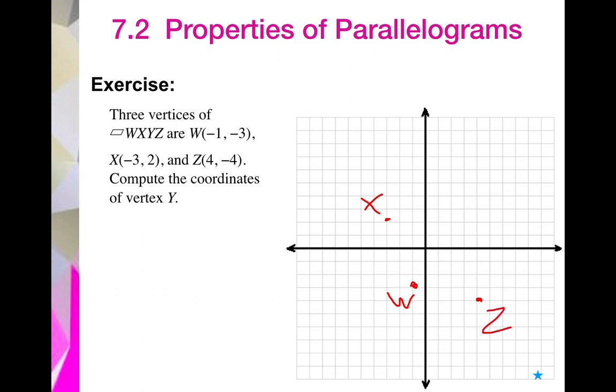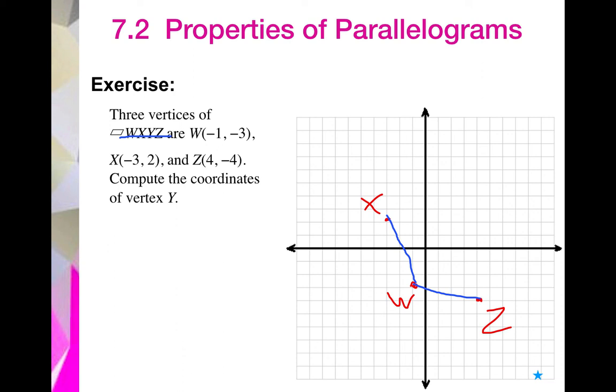So that's Z. If I use this as my model, I'm going to be connecting W and X. So I connect those two. And Z and W get connected. So there are 3 of my points, vertices of the parallelogram.